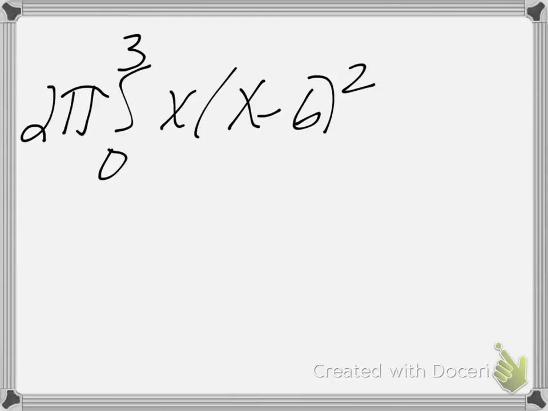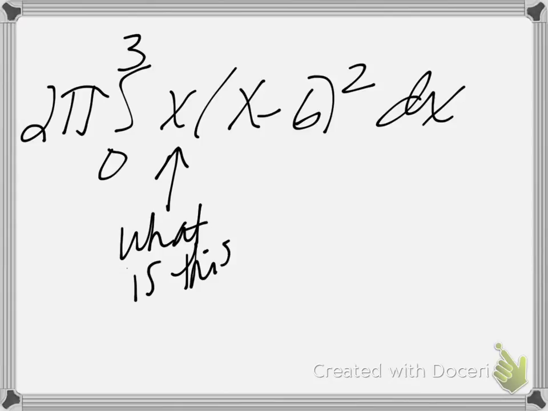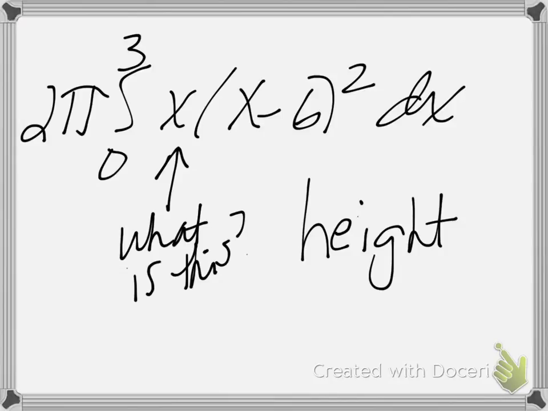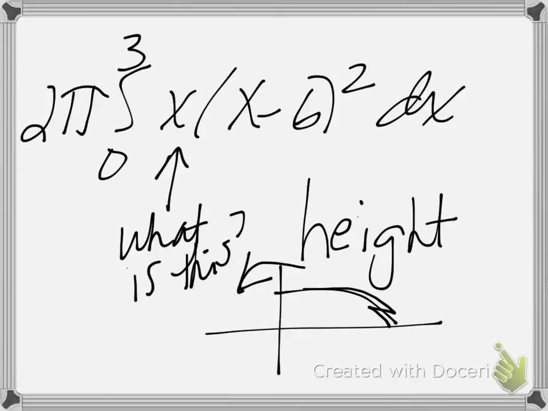Okay, the next question is from Eliana. When using the shell method, where does the x come from? For example, in the 2 pi, and her question is, she literally wrote this, what is this? Okay, so that actually represents the height. Because you're going over the y-axis but using an x, let's pretend this is your picture here. You're going this way. X actually represents the distance from the y-axis.